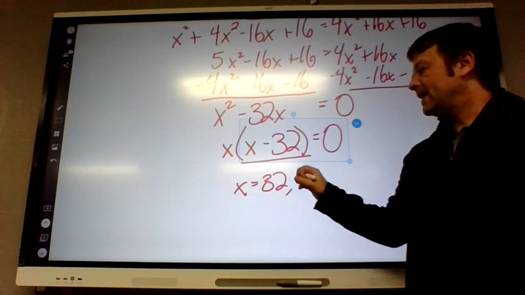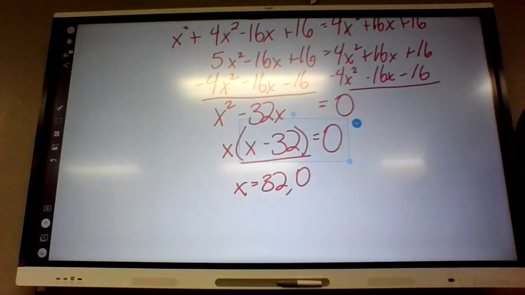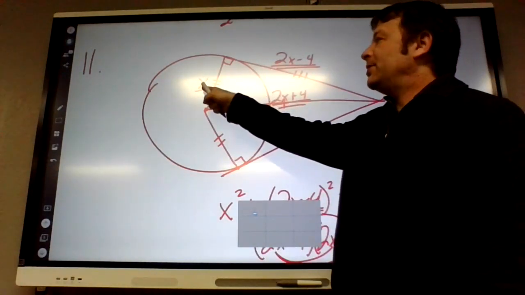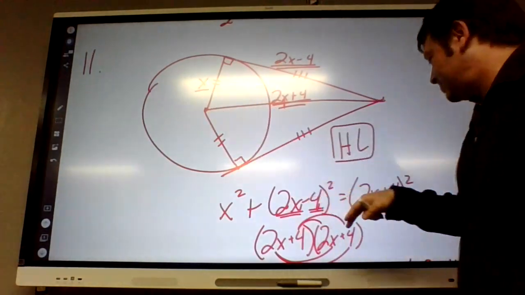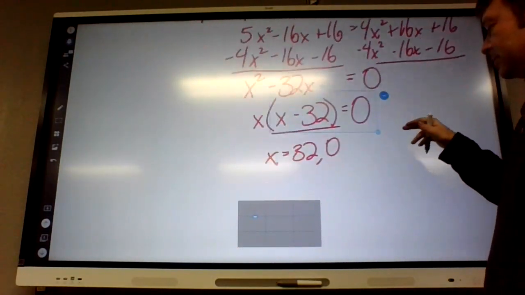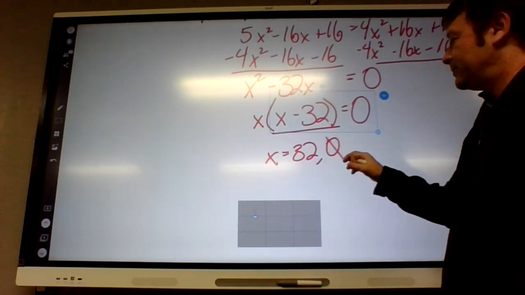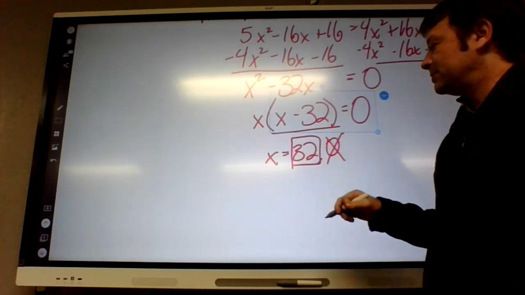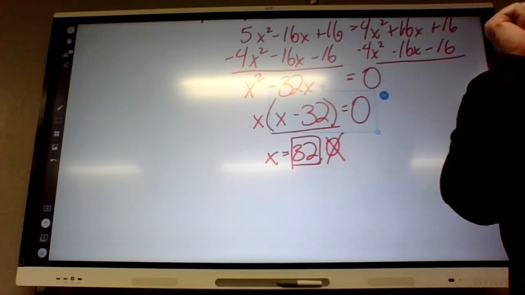Okay, now x stands for the radius. I don't know if you guys remember that, but x is like a radius. So does 0 make sense for x to equal? No, because then the radius would have to be 0 and it wouldn't even be a circle. So it's 32. Okay, is that the answer?